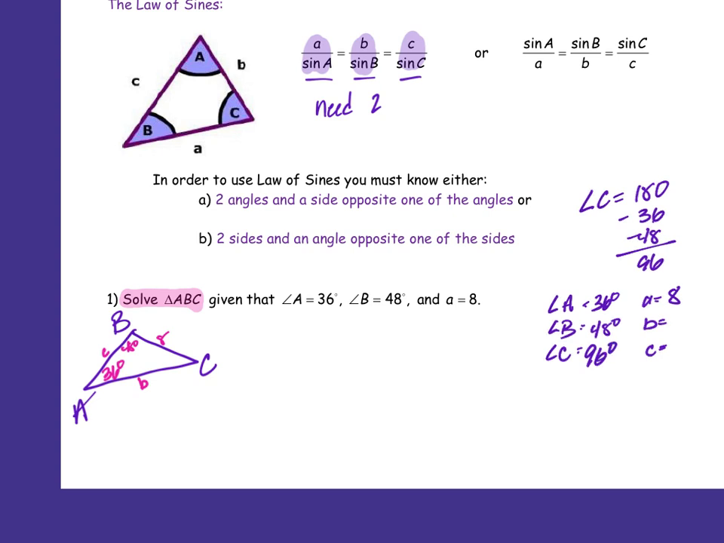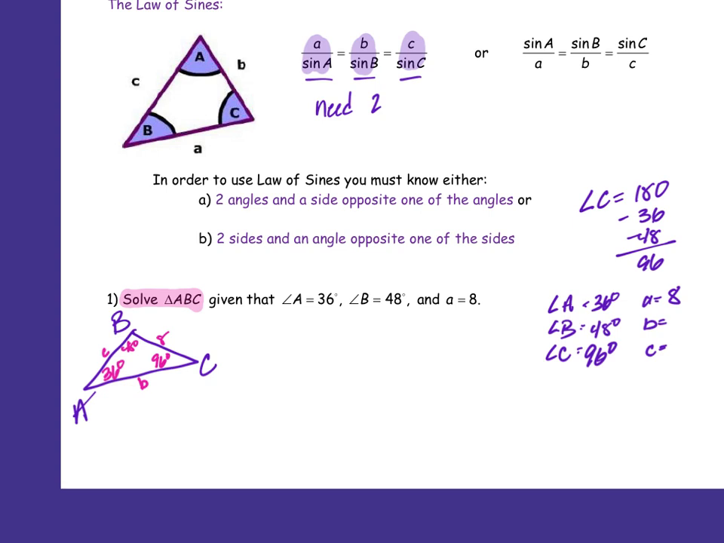Now, I know if you look at my triangle, it's not correct. But my triangle is just for me to give me a visual reference, to see what it looks like. So I know what I'm missing and what I need to find. That's why I'm not worried about it not looking exactly right. Okay? So now I need to find side b and side c.